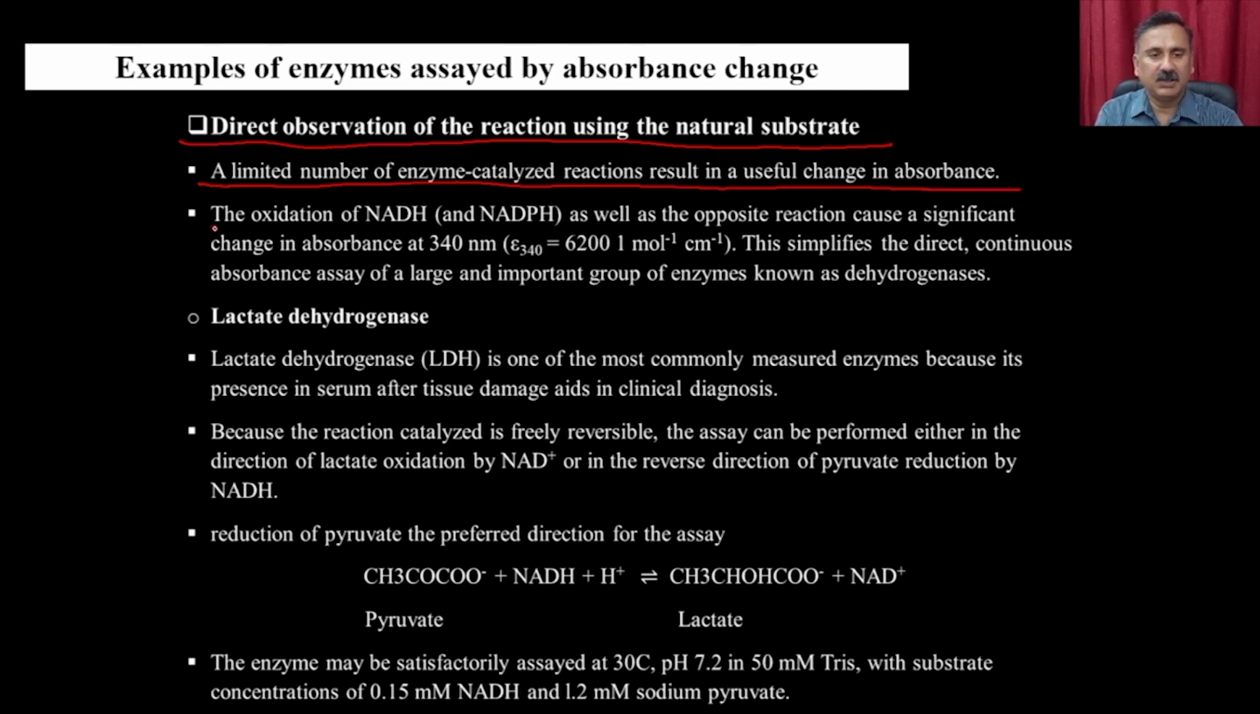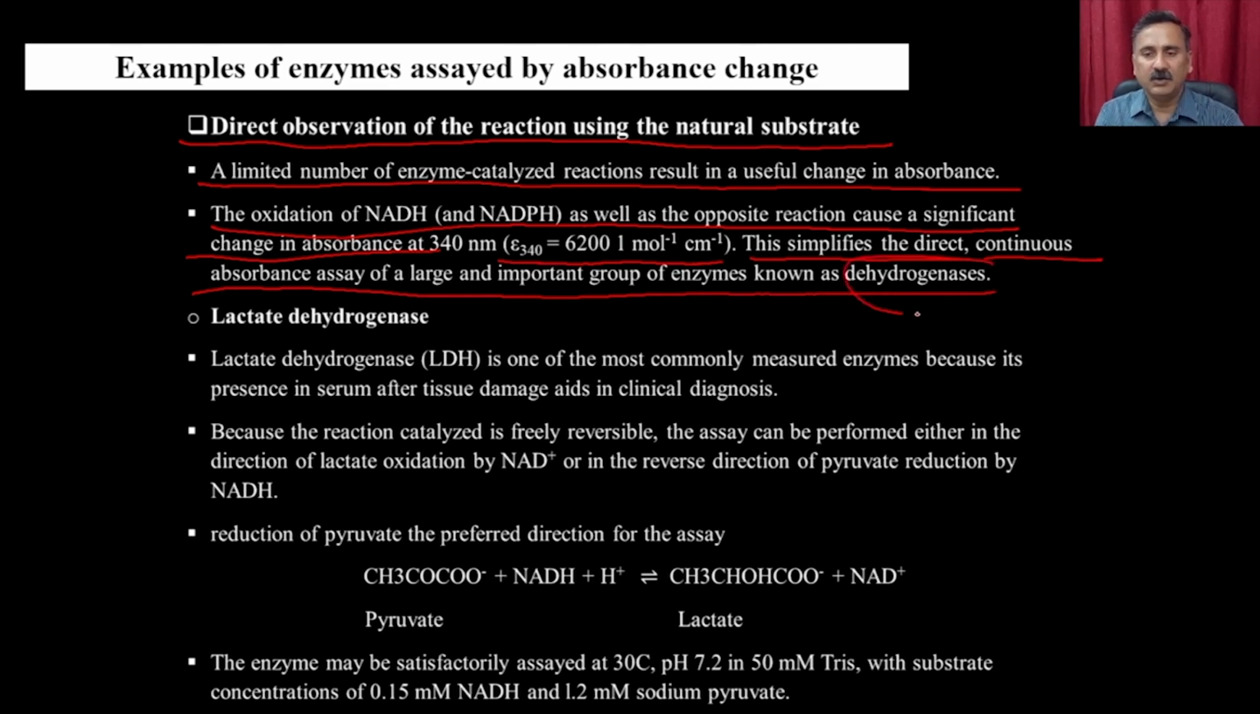For example, the oxidation of NADH or NADPH, as well as the opposite reaction, causes a significant change in absorbance at 340 nanometers, because epsilon 340 is 6200, and this simplifies the direct continuous absorbance assay of a large and important group of enzymes known as dehydrogenases. So for the dehydrogenases, you can just add the NADH substrate and monitor the disappearance of the NADH or the reappearance of the molecule.